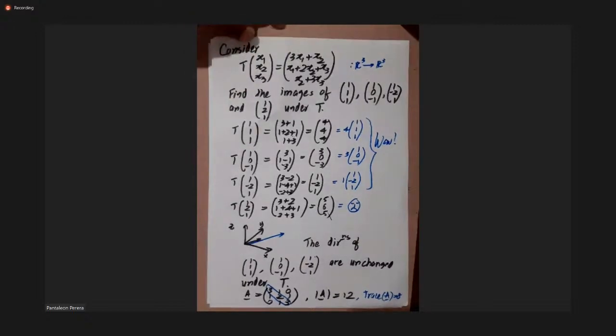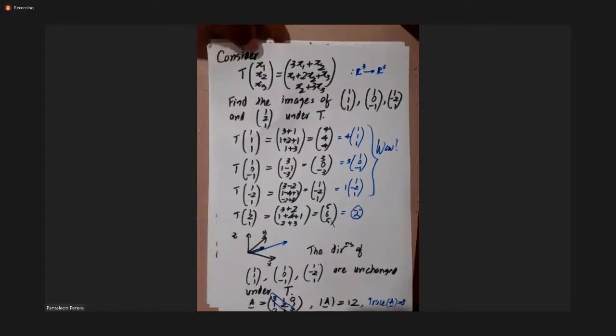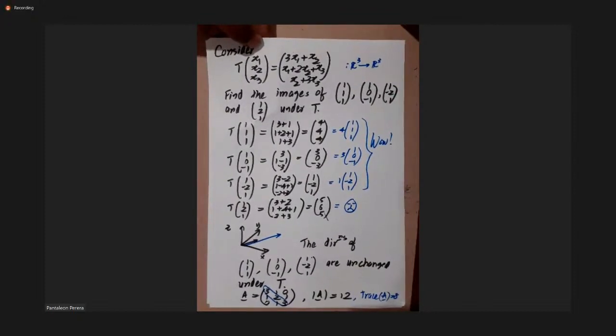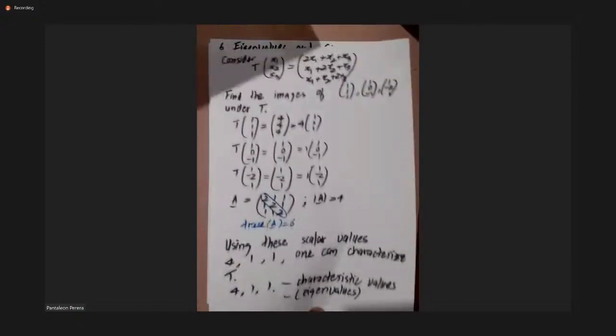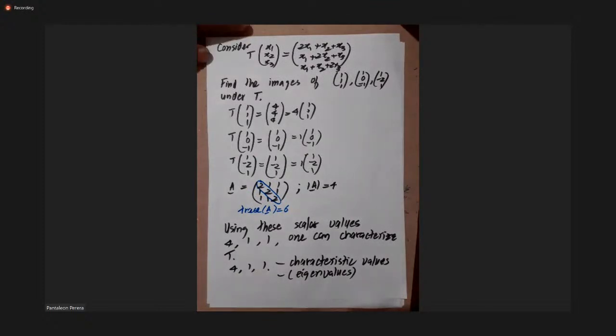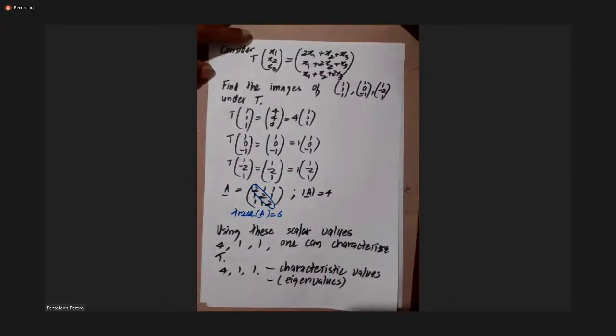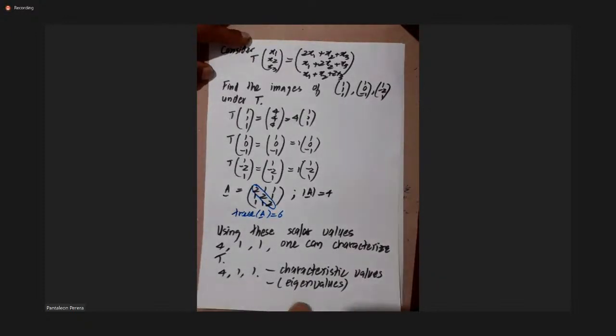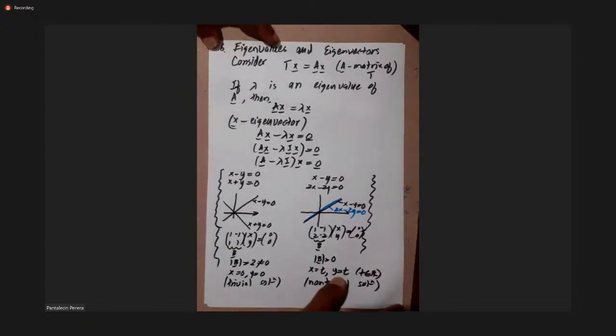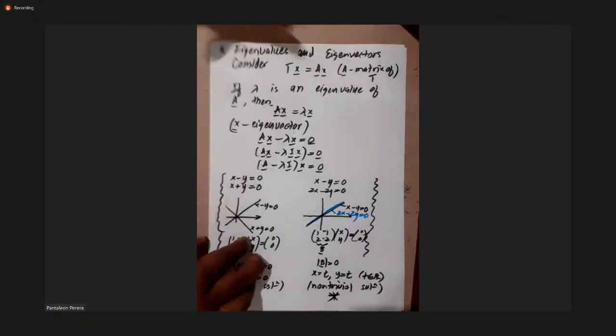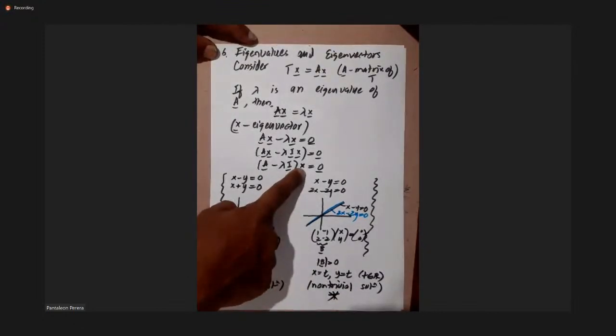Let's see. That was the second example I took just to explain what an eigenvector is. Right? Now, this is what an eigenvalue is. We need to have some non-zero vector for this one. Therefore, this should be zero.